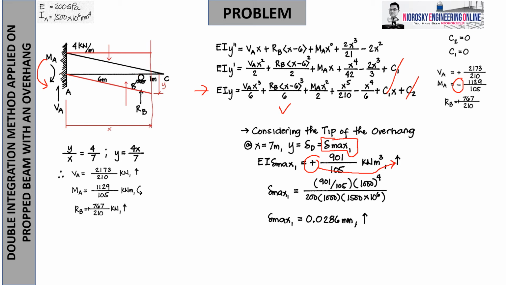Just like this. Draw in violet. Umangat siya. So, as an amount of point C, you know, which is, oops, it's not point D, you know, point C. So, this is around point C. Okay, delta C. That's delta C, sorry. So, that's delta max 1. So, then we can get 901 over 105 kilonewton cubic meter. By conversion, it will become delta max 1 or 0.0286 millimeter that goes up as a candidate.